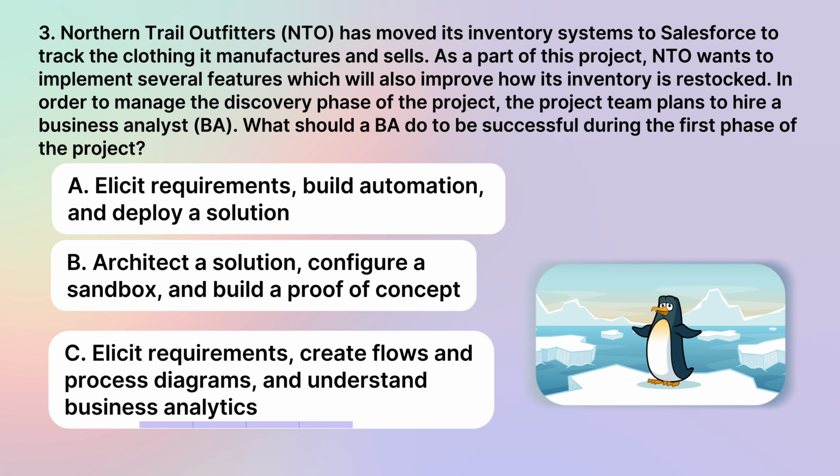This option aligns with the key activities during the discovery phase. Eliciting requirements involves gathering information about what the stakeholders need. Creating flows and process diagrams helps in visualizing and documenting the current and desired processes. Understanding business analytics is crucial for aligning the project with the overall business goals. In summary, during the first phase of the project, a business analyst should primarily focus on understanding and documenting requirements. Therefore, option C is the most appropriate choice.